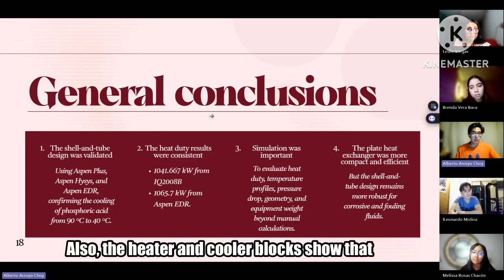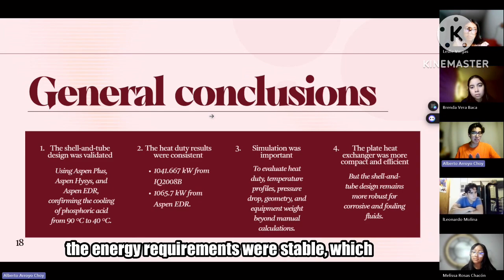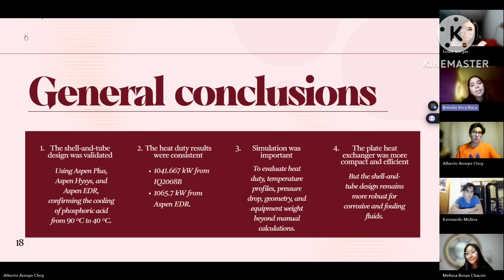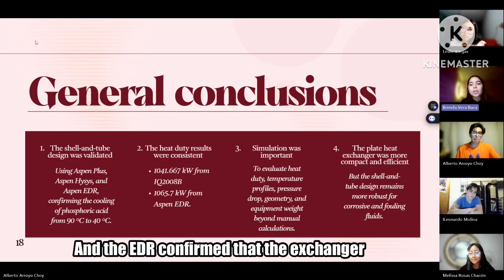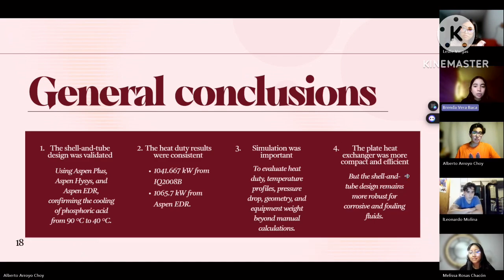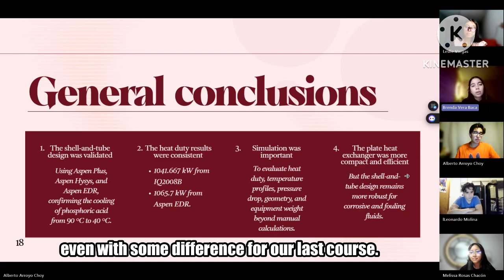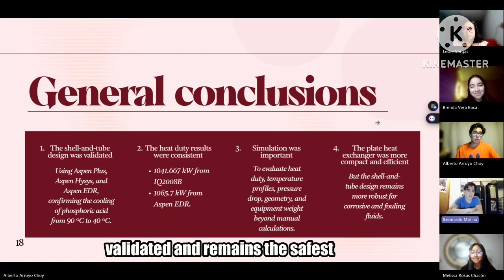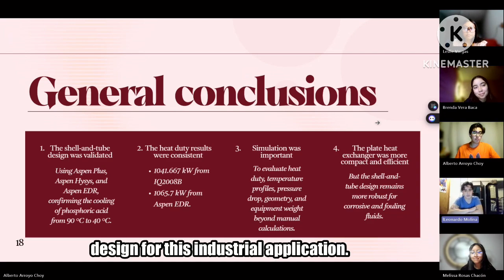Also, the heater and cooler blocks show that the energy requirements were stable, which supports the thermal part of the design. And the EDR confirmed that the exchanger geometry works within the installation restrictions, even with some difference from our last course. Exactly, that is our final decision: the shell and tube exchanger is valid and remains the safest design for this industrial application.